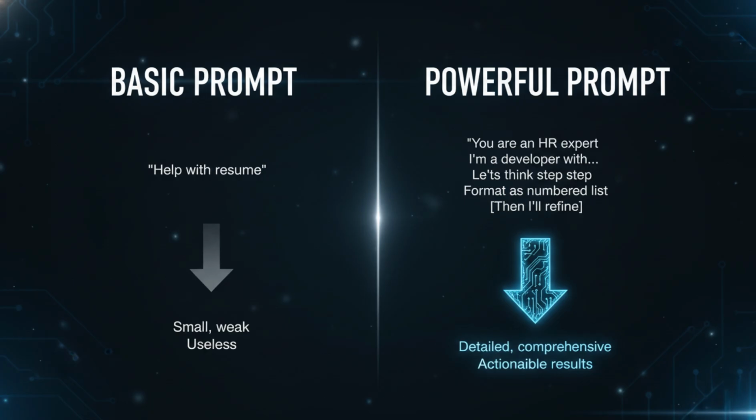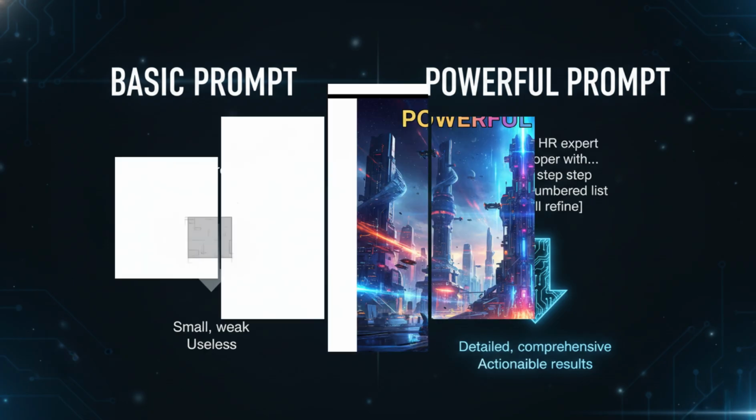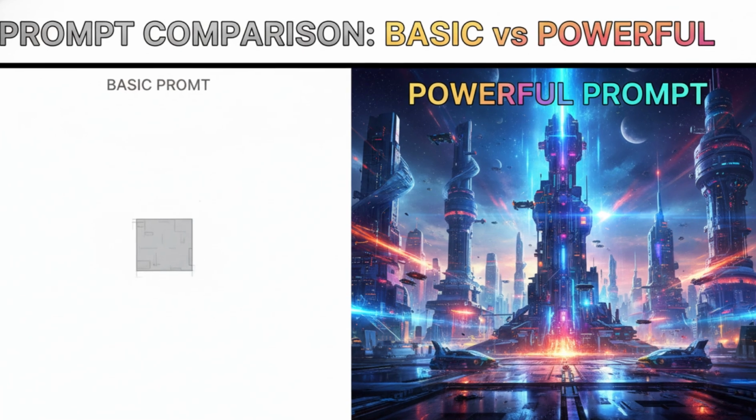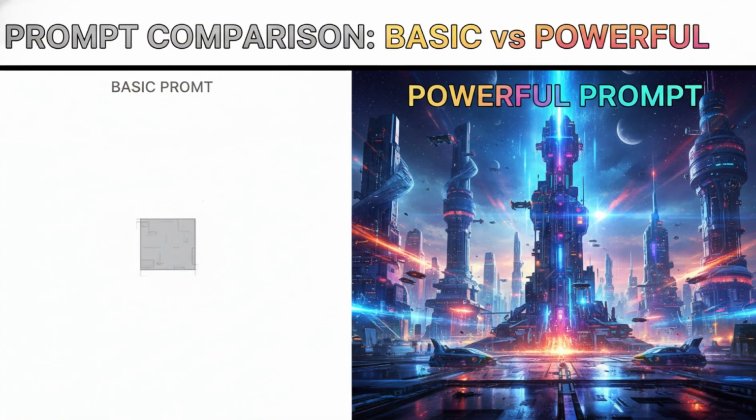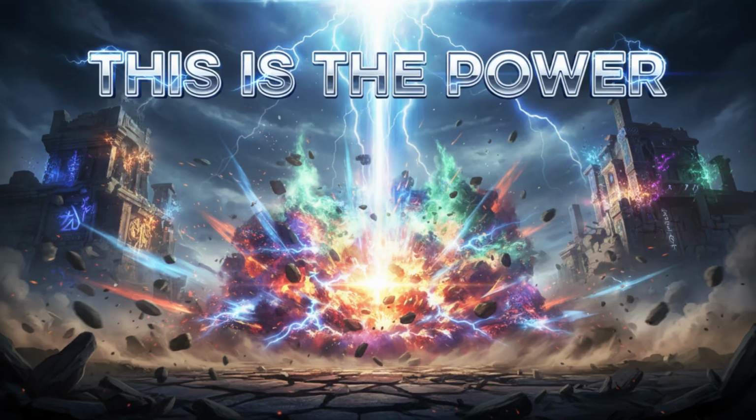Let's think about what makes a resume stand out for this role. Then provide specific feedback on my resume in 3 categories formatted as numbered lists: content improvements, formatting suggestions, and keyword optimization. After your initial feedback, I'll ask follow-up questions to refine specific sections." The first prompt is useless. The second prompt will get you actionable, specific, valuable feedback you can implement immediately. That's the power of combining these techniques.